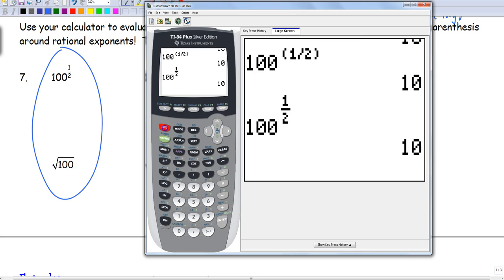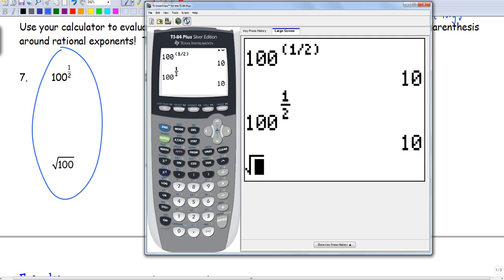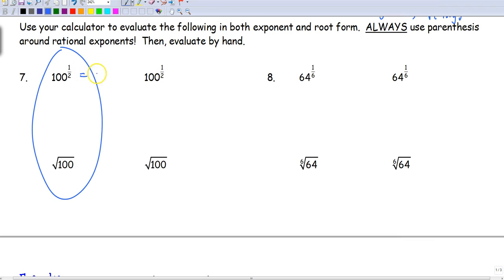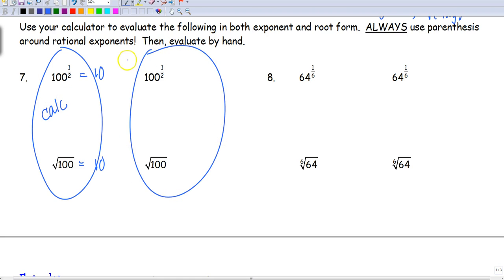Okay, square root of 100, we know it's second, and then our square root button, and you can get 100. Either way, both of these are 10. Okay, so that's using our calculator. Just typing it in, making sure you can do that. By hand. Again, obviously we know the answer is 10 for both of these, but let's just talk about how you can do this two different ways.